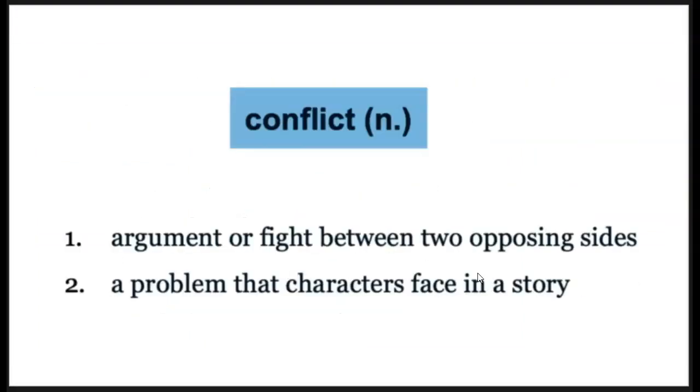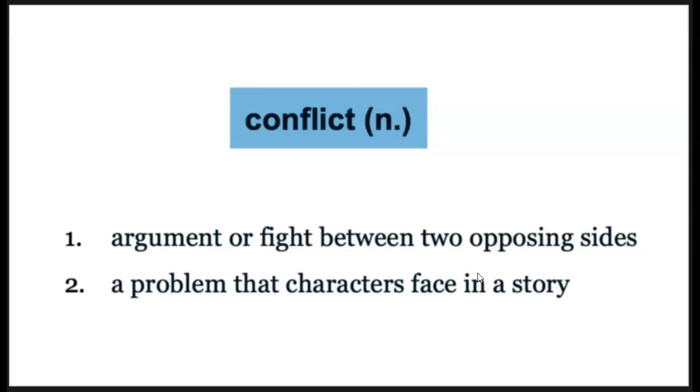Okay, so remember, a conflict is an argument or fight between 2 opposing sides. In a story, we often use conflict to mean a problem that characters face in a story. So for example, a character might struggle with something inside themselves, or our character might struggle with something in the outside natural world which is out of their control.